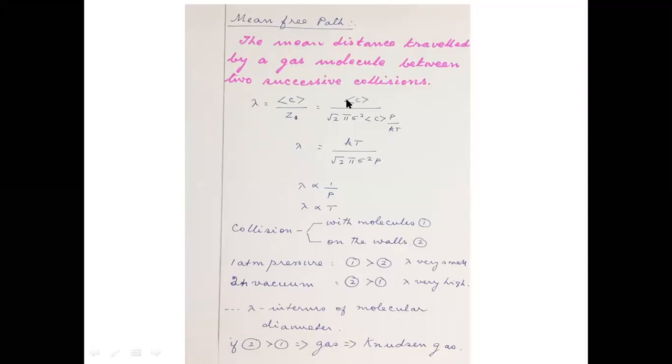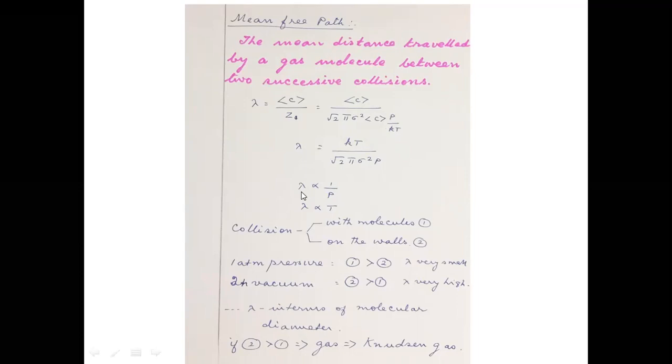So this is C average divided by root 2 pi sigma square, again average velocity, P by kT. So this average velocity can be cancelled. Therefore lambda is equal to kT, which goes to the numerator, divided by square root of 2 pi sigma square into pressure. So from this what you understand is, when pressure increases, mean free path decreases.